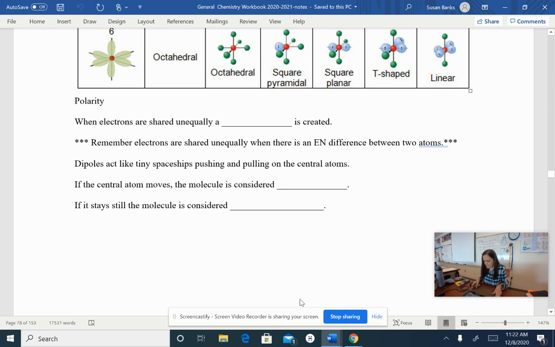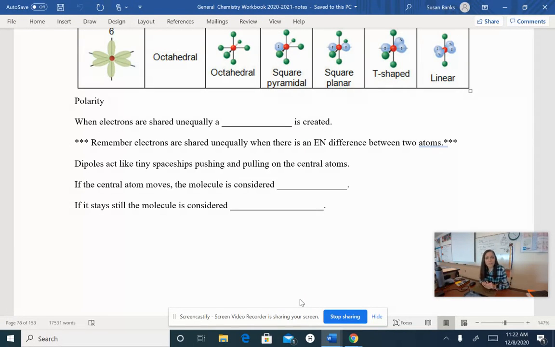All right, Gen Chem kids, we are going to talk about polarity of molecules today. So now that you know how to do Lewis structures and you know how to determine the shapes of those Lewis structures, now we're going to put the electronegativity of the bonds on those shapes and determine whether that molecule is polar or not polar.